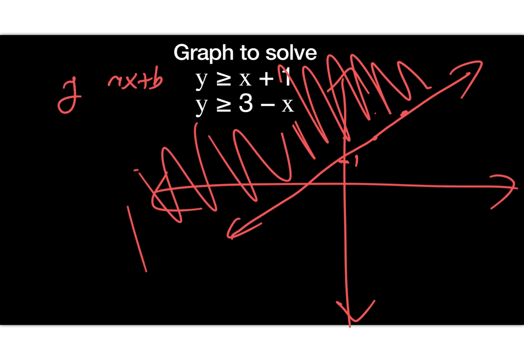The second equation is written in this direction, but it's still slope-intercept form. If you need to, you can rewrite it as y greater than or equal to negative x plus 3. Make sure the negative stays where it belongs. That negative is tied to the x. Plus 3 means it'll cross the y-axis at 3. That's the y-intercept.